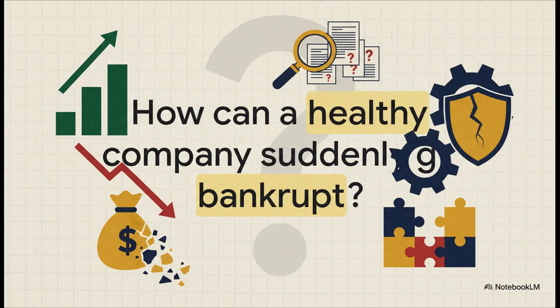Okay, so let's dive right into this. You've probably seen this happen, right? A company posts these glowing financial reports, everyone thinks they're totally solid, and then, seemingly out of nowhere, they just collapse. How on earth is that even possible?